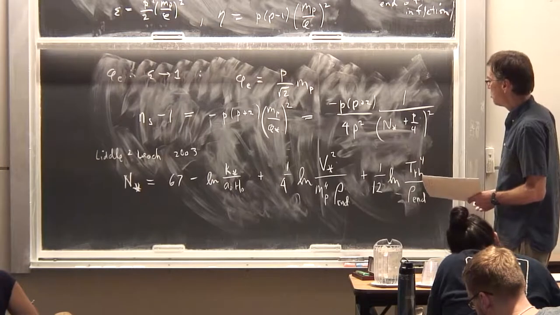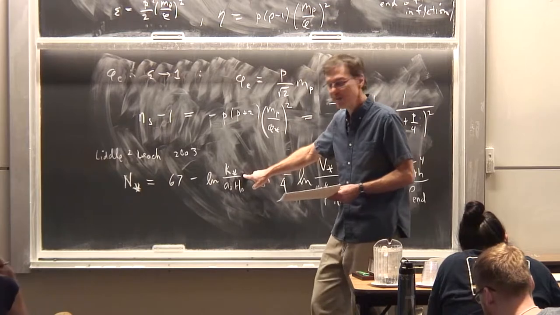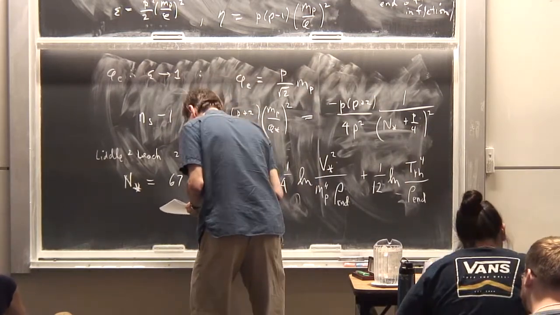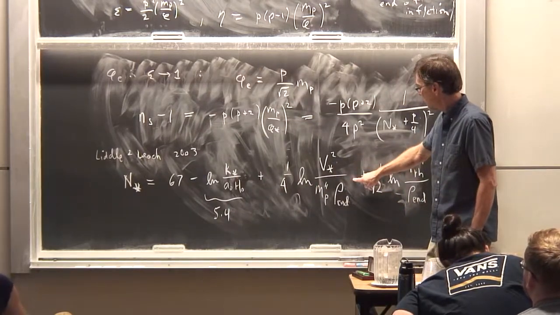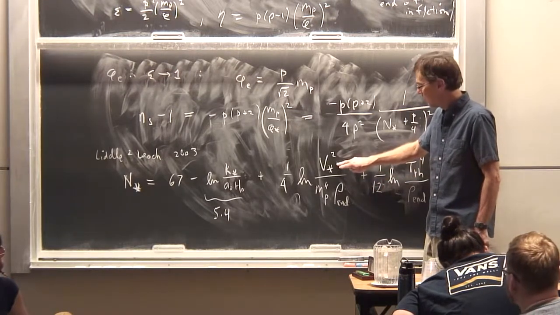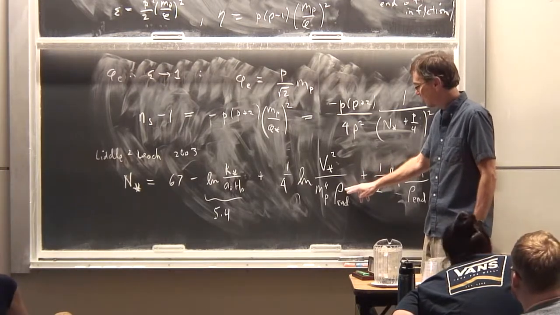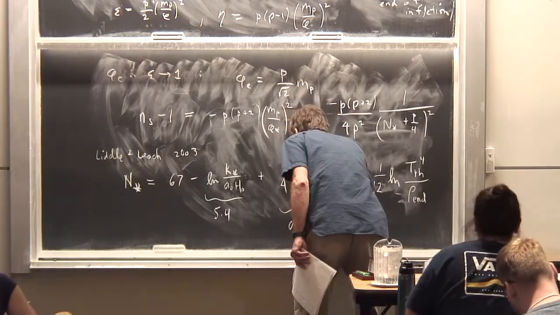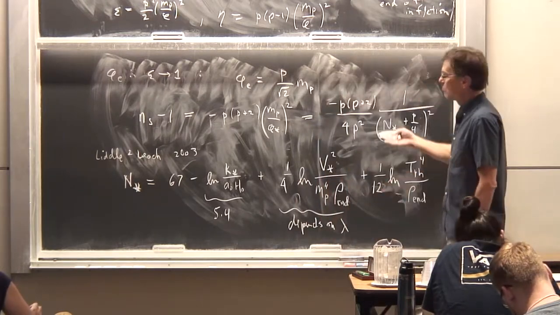Okay, so now if you plug in numbers, we can compute this for the value of k star that Planck uses, and that's just equal to 5.4. This one, we don't know how to compute yet because V goes as lambda, but so does rho, because rho is just V evaluated at a different scale. So this depends on lambda.